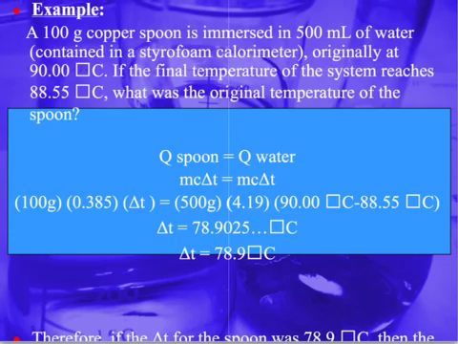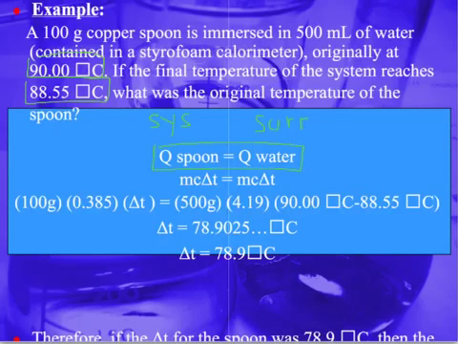Let's look at a simple calorimeter example. Here we have a cold copper spoon. We've put it into 500 milliliters of water that is in the styrofoam calorimeter that was originally at 90 degrees Celsius. After the system has come to an equilibrium, the final temperature of the system is now 88.5 degrees. And we're asked to find the original temperature of the spoon. Here we have our equation, Q spoon equals Q water. For our example here, we can consider the spoon to be our system and the water to be our surroundings. So any heat lost by the water is gained by the spoon.